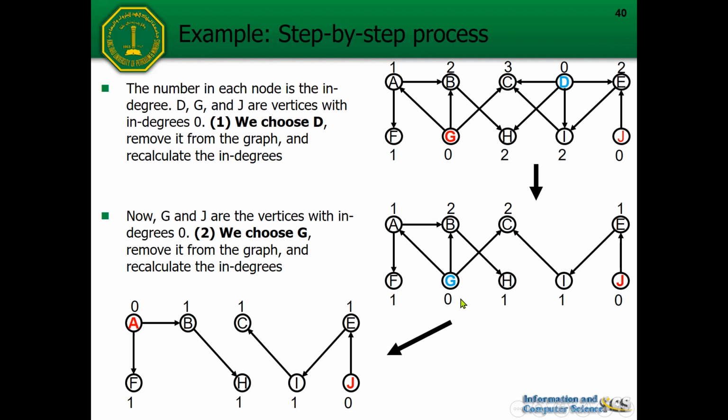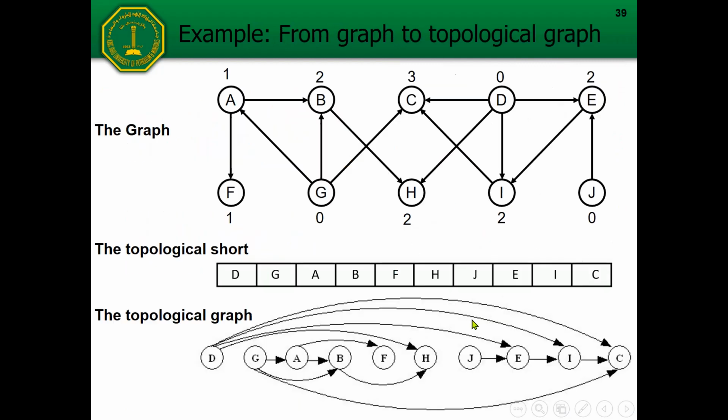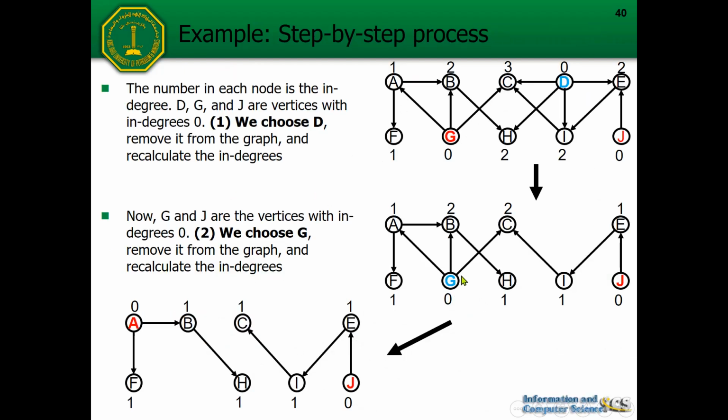Again, in this case, we need to choose which vertex to remove. For the sake of the example, because it says that the second one is G, we just choose G as the second vertex. So we remove G from the graph, then also its emanating edges, which are these. Then we will get this result. Then we recalculate again the degree of all the vertices in the graph. So now A becomes 0, B becomes 1, and so on until J is 0.